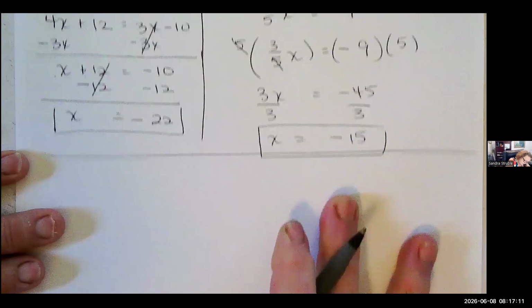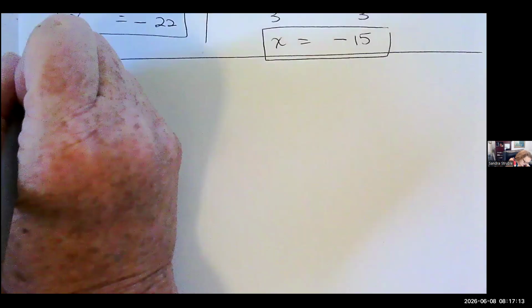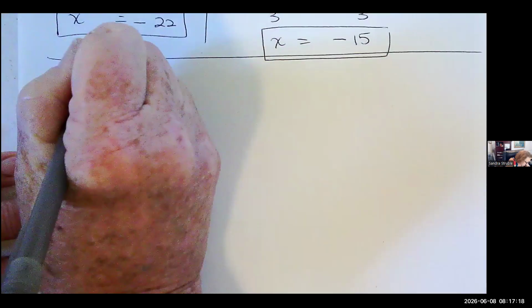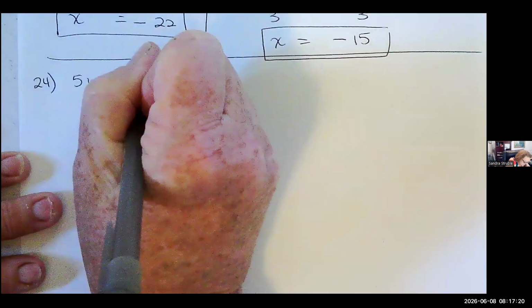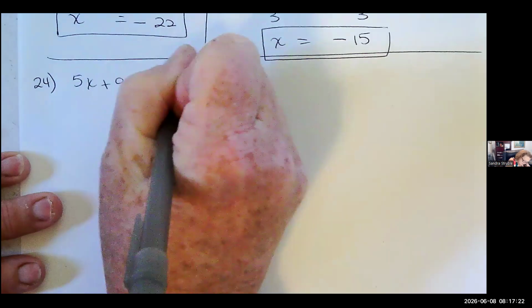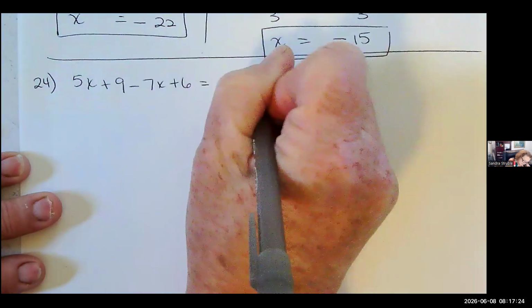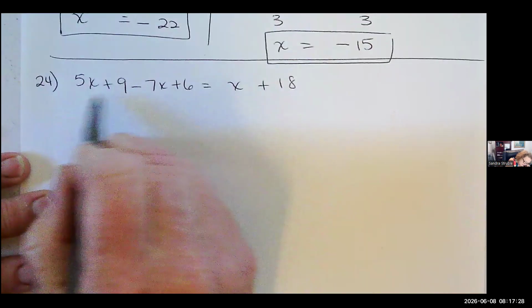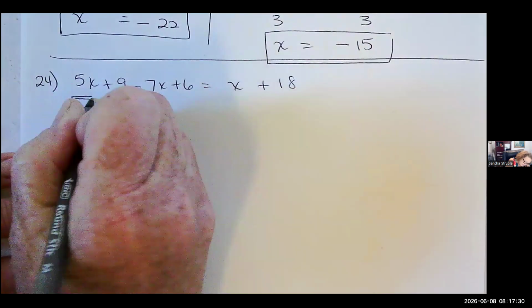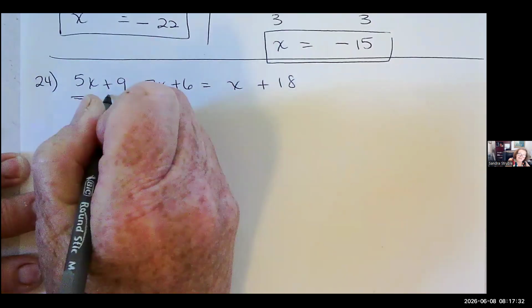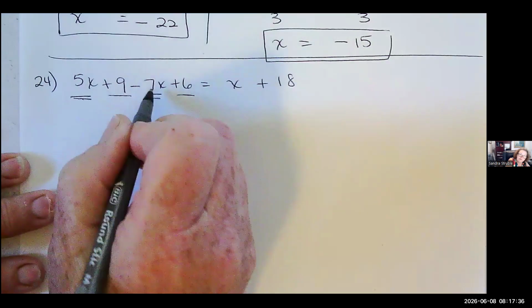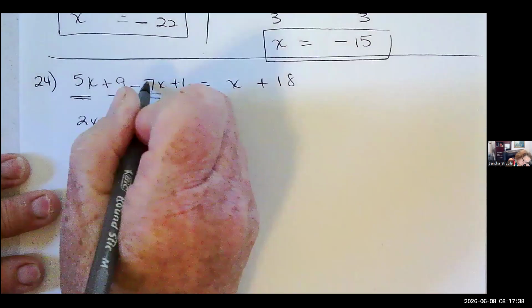24. 5x plus 9 minus 7x plus 6 is equal to x plus 18. Whew, we've got to combine some like terms over here. 5x minus 7x and 9 plus 6. 5x minus 7x, the signs are different, so we subtract and take the sign of the larger number. 9 plus 6 is 15.